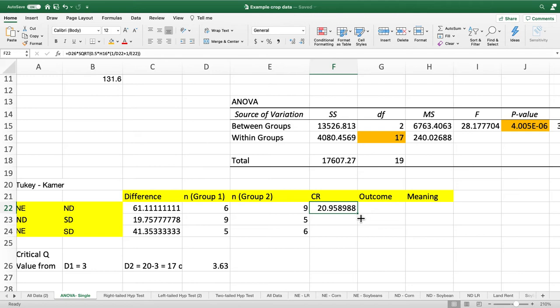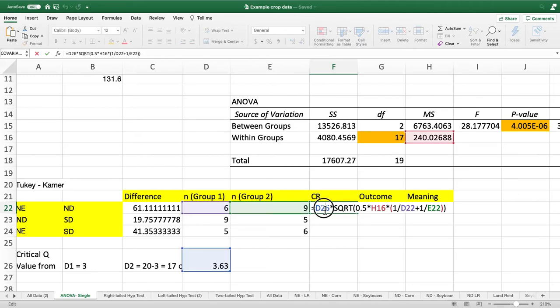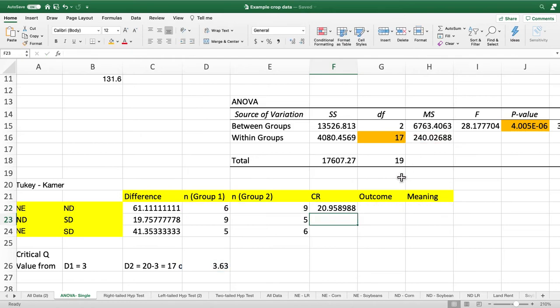Close that up, add another parenthesis, and we get 20.95 blah, blah, blah. When we go in here, let's absolute reference that Q value because we don't want that to change. And that H16 because we don't want that to change, because that's always going to be our within groups mean. We do want the D22 and the E22 to change. So now we drag that down and we get 20, 22, and 24.